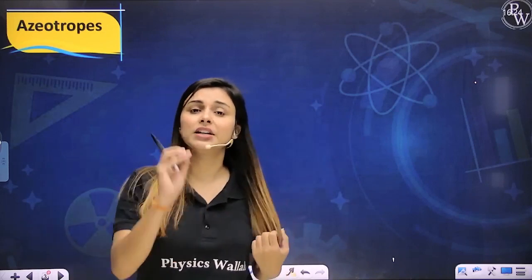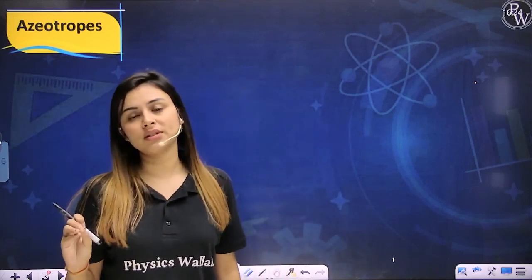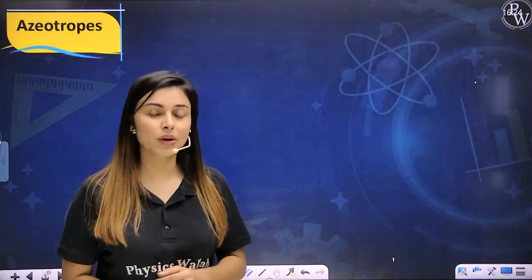First thing is azeotropes are binary solutions. Second, my dear students, the solution is such that you cannot separate its components by fractional distillation process. That is, their boiling points are not of much difference. The two components' boiling points are not very far away from each other, and that is the reason we cannot separate them by fractional distillation. Okay, so two things we know about azeotropes.